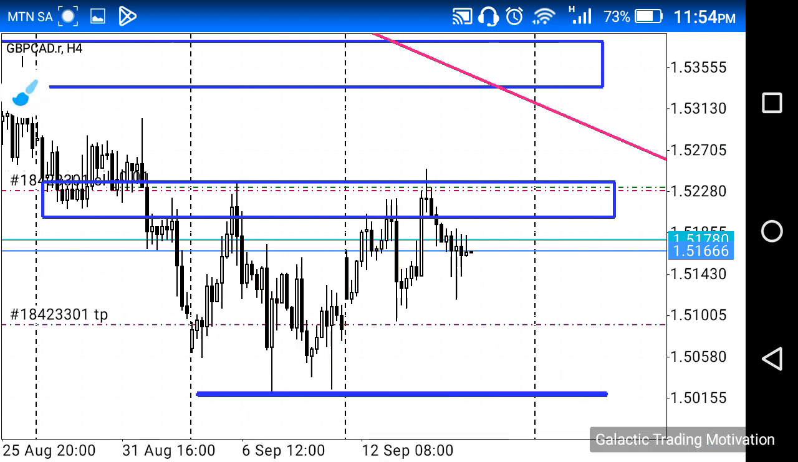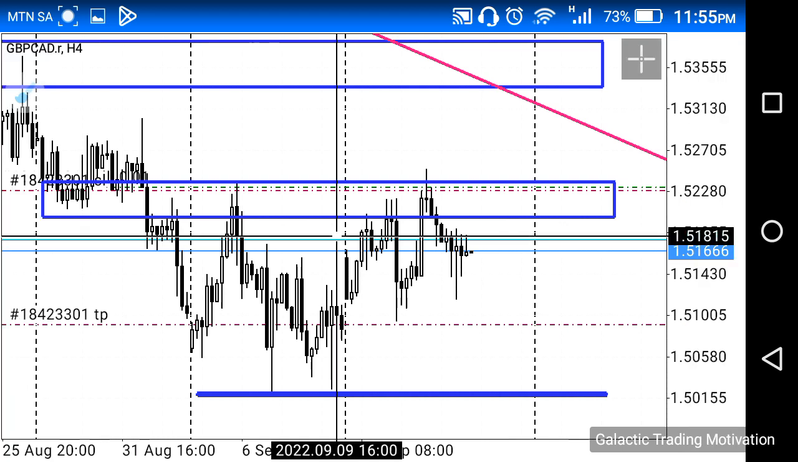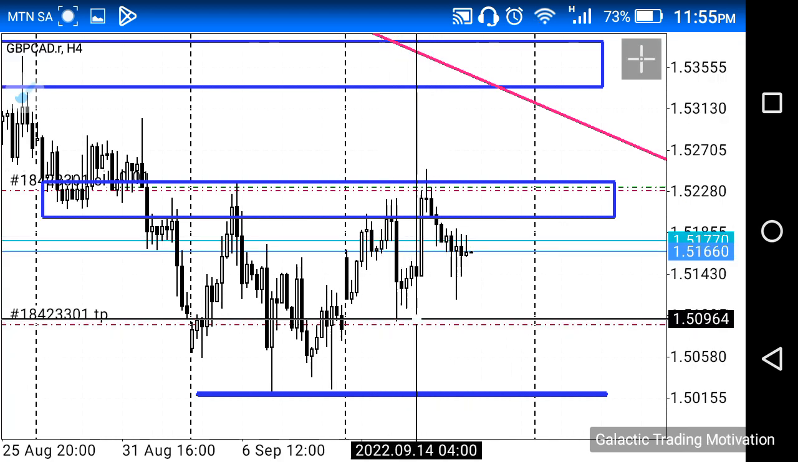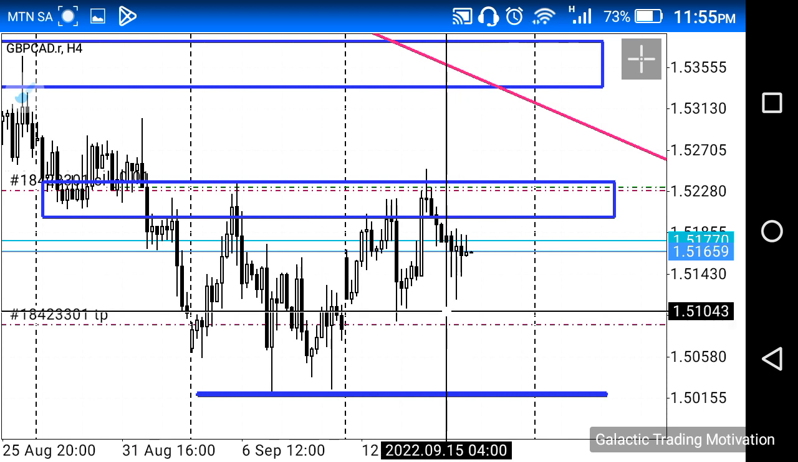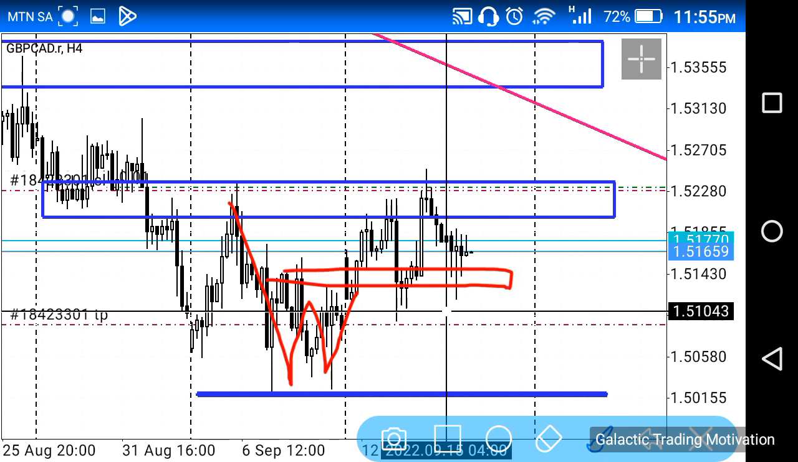At this point, I will not really add a neckline to this M structure, and that is because we have an opposing structure on the H4 chart, which is this smaller W structure, which has a neckline at this point, more or less, right?